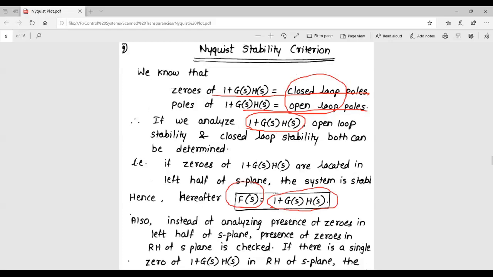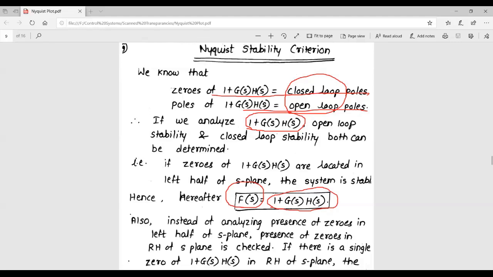Now, what do we mean by that? If zeros of 1 plus GSHS lie in the left half of S plane, the system is closed loop stable. That means there is no closed loop pole of the system, or there is no zero of 1 plus GSHS which lies in the right half of S plane. Even if there is a single zero of 1 plus GSHS that lies in the right half, we can directly say that the system is unstable.